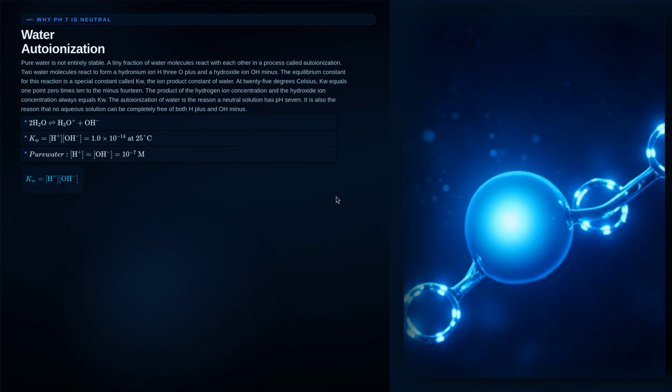At 25 degrees Celsius, Kw equals 1.0 times 10 to the minus 14. The product of the hydrogen ion concentration and the hydroxide ion concentration always equals Kw. The autoionization of water is the reason a neutral solution has pH 7. It is also the reason that no aqueous solution can be completely free of both H+ and OH-.